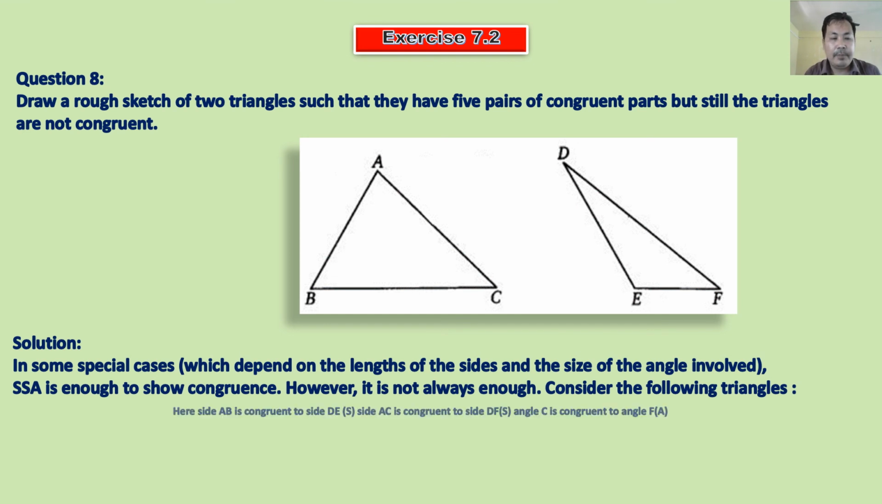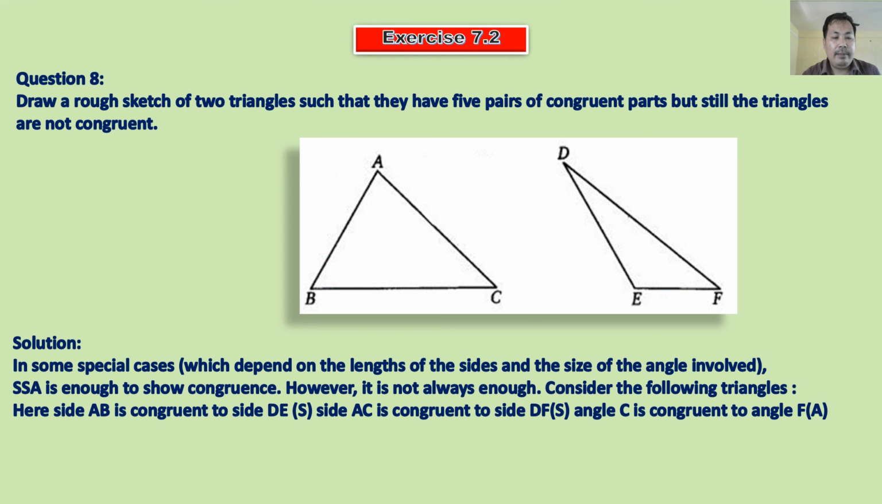Consider the following triangles. Here, side AB is congruent to DE, and side AC is congruent to side DF. Angle C is equal to angle F here. Then we have it like this, but the triangles are not congruent, as we can see here.